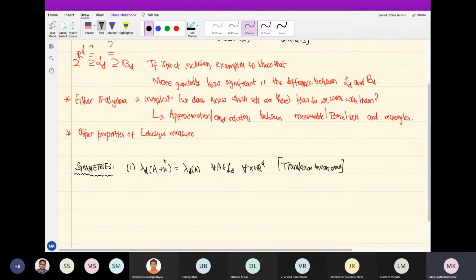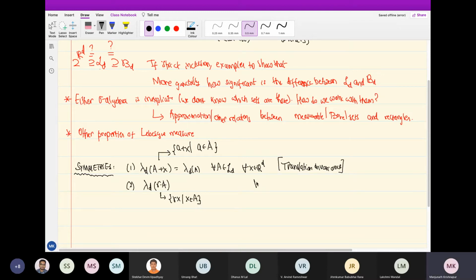So A plus x, what is A plus x? A plus x is just you add x to all the elements. It is the set of, sorry, A, capital A. So the translated set has the same measure. More interesting is, what happens if I scale a set? R times A. What is R times A? R times A is the set of all Rx where x is in A.